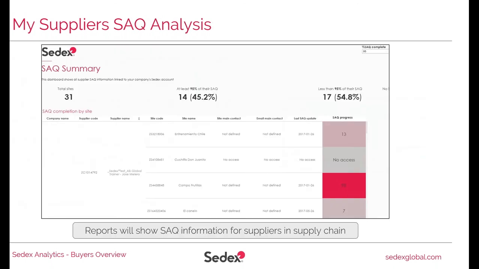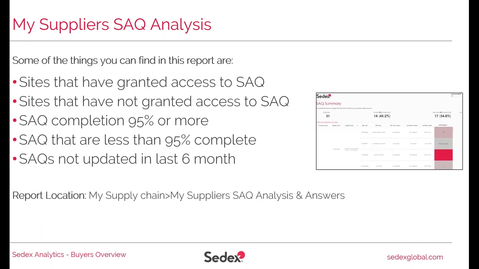Other reports you can run is the report for the SAQ, so suppliers SAQ analysis. So basically you can run reports to see the sites that have granted access to the SAQ, the ones that haven't granted access, also the ones that have completed the SAQ and the percentage of completion, which you can change, and also things like the answers as well. You can see what answers they've applied to the questions. You can filter it by question. If your interest was only health and safety questions, then you can filter it and see the suppliers that have answered those questions, for example.